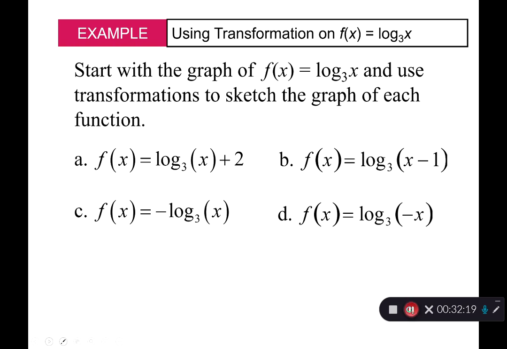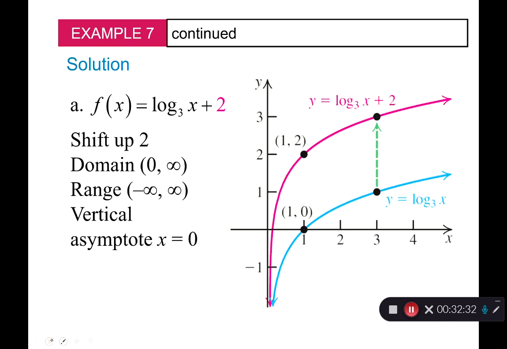All right, so let's take a look. For A, we had this +2 over here. And what that +2 does is it actually moves our graph up 2 units. So if we look at our graph, remember log base 3 of x was down here. We graphed that already. And you could have used that graph if you had wanted to and just transform the points up 2 units.